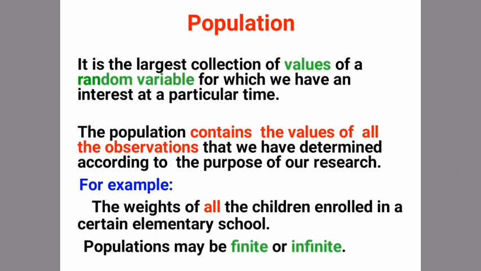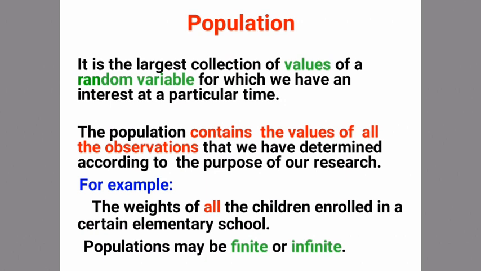According to the number of observations in a population, it may be finite or infinite. If the number of observations in a population is not too large, we can find out each observation and we can get the exact value of each observation. Such a population, we call it a finite population.